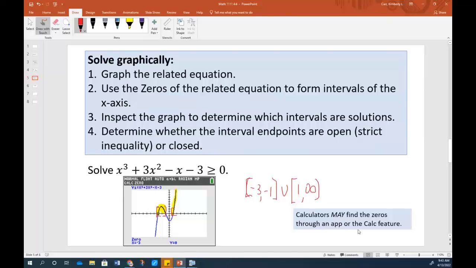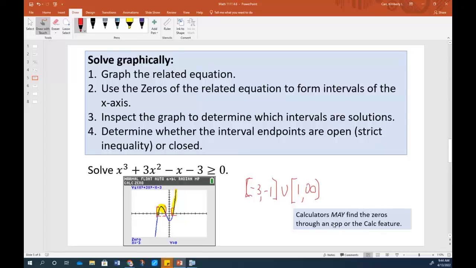Down here you see the note, calculators may find the zeros through an app or the calculate feature. They're really great when it's on a whole number like that, or if you have instructions that say round to 2 decimal places. But if you have to have an exact zero and it's something like the square root of 2, your calculator's not going to display the square root of 2. It's going to show you that in decimal form.